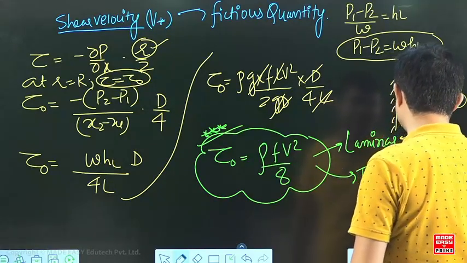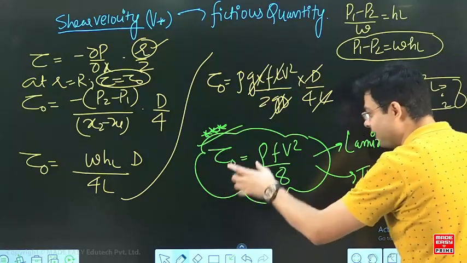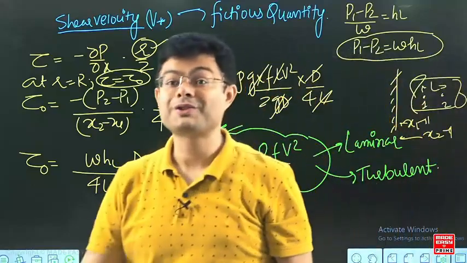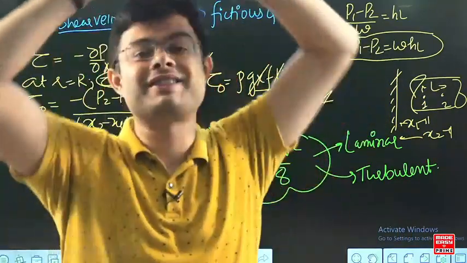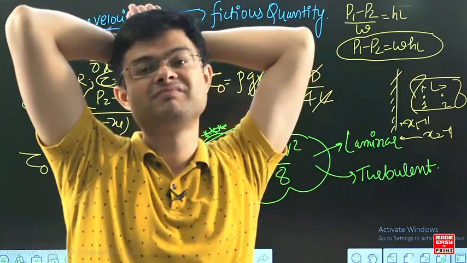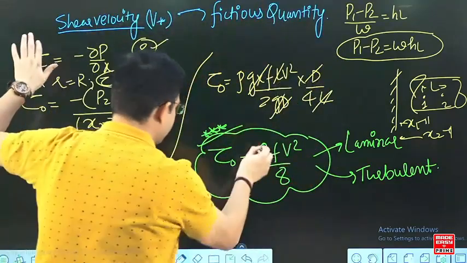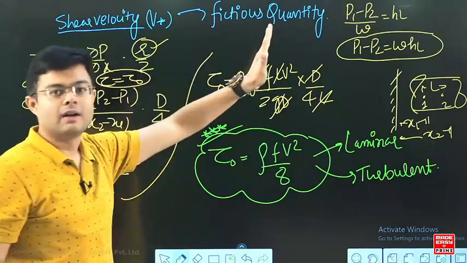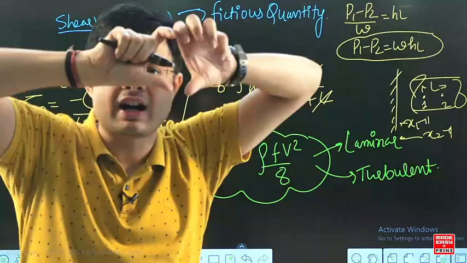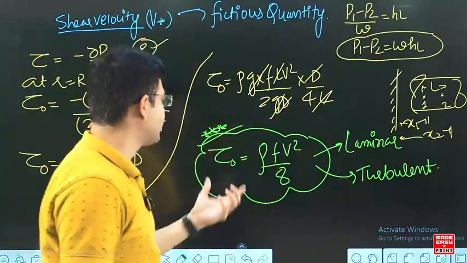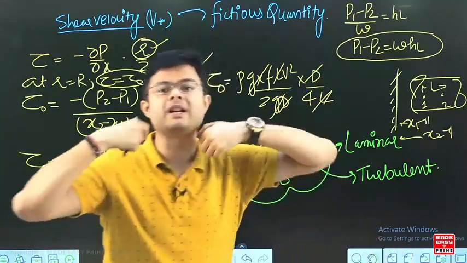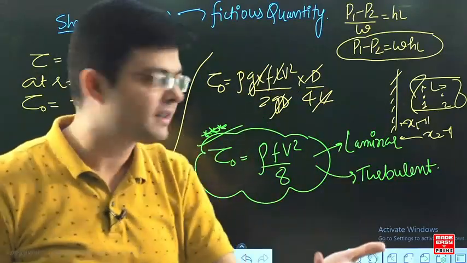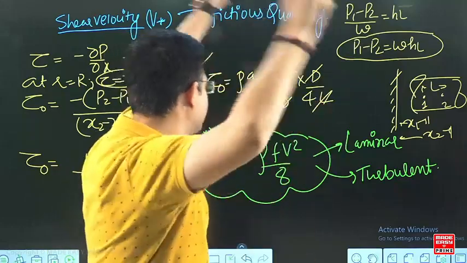Very important point again. This formula of wall shear stress is applicable to laminar as well as turbulent flow. Now the student is in a state of confusion. The student will say, sir, you started by finding this formula from the laminar equation. This was a laminar flow equation. But now you are saying that this formula is applicable to laminar as well as turbulent? How can it happen, sir?